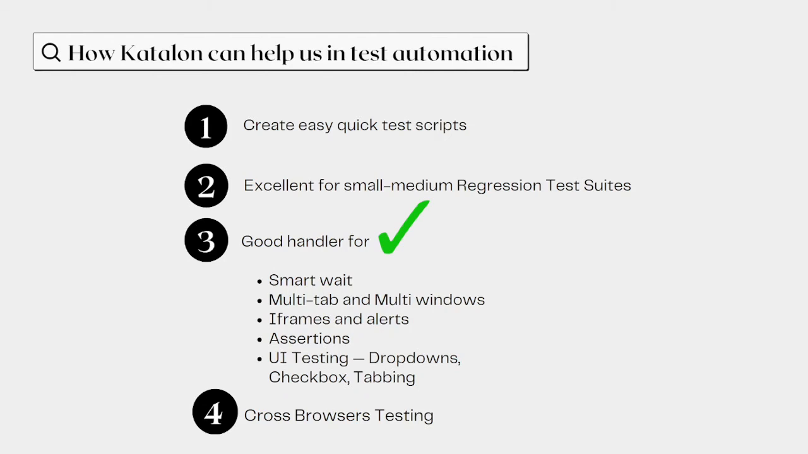It also helps with multi-tabs, multi-windows, iframes, alerts, assertions. The best thing about it is cross-browser testing. Suppose you write the scripts in Chrome, but you want them to run in Firefox or Edge. When the script is done, you can just run the automation test. So here it ends about how Katalon can help us in test automation.